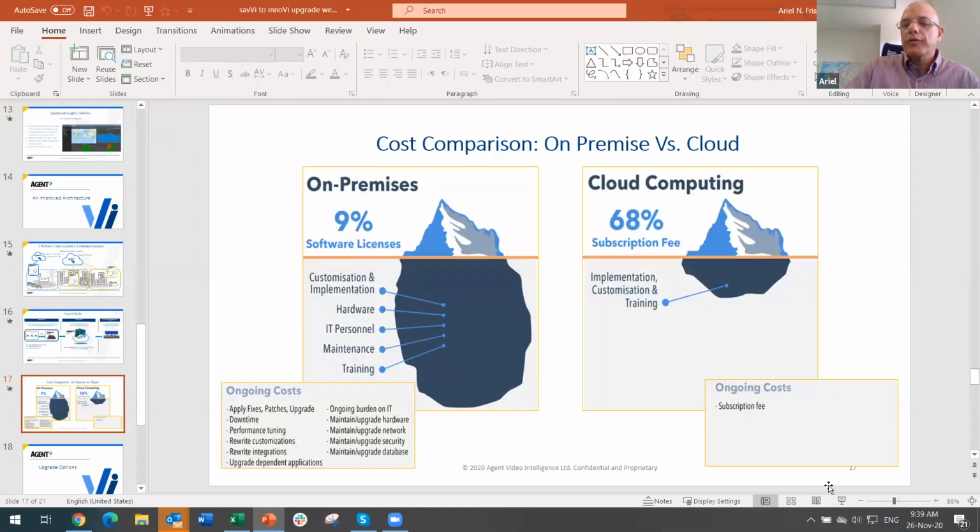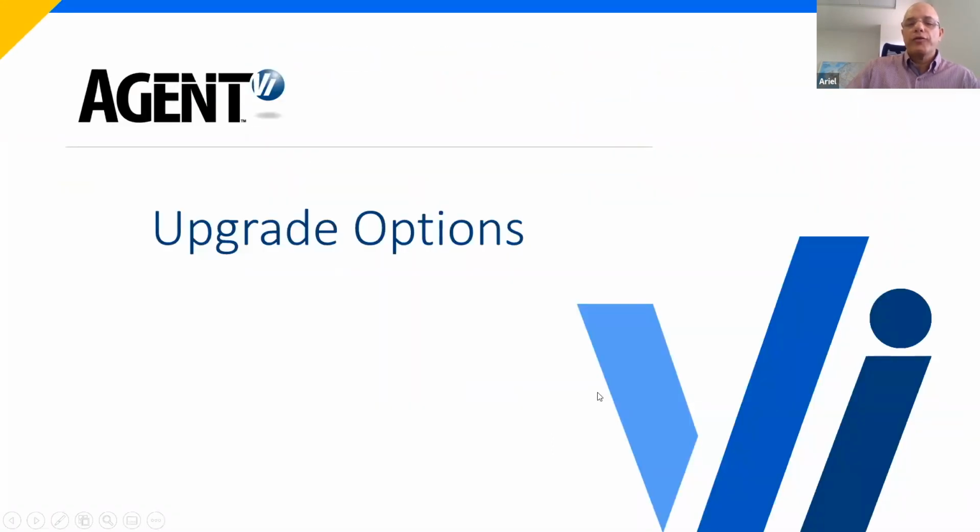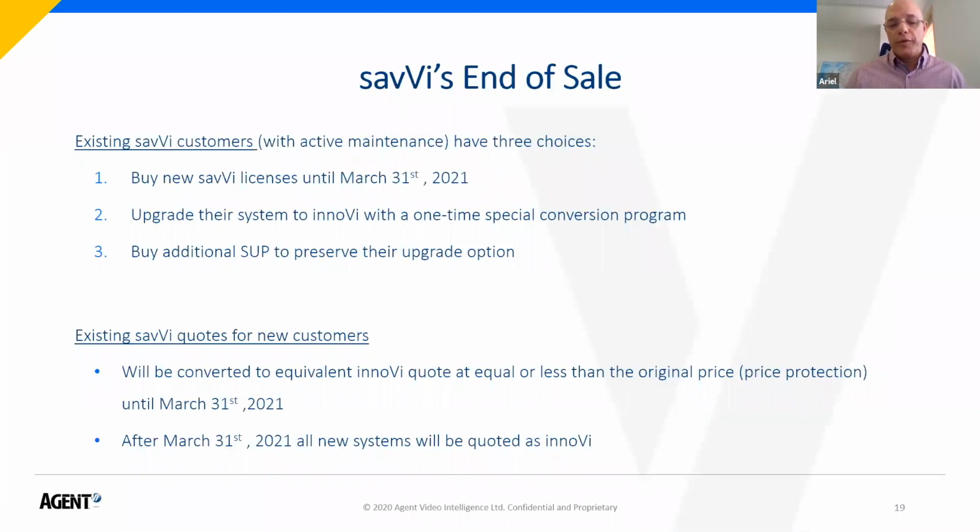Okay, I want to go back to the presentation to actually discuss, okay, what does it mean? What are the upgrade options from SAVI to innoVi that we have? As you've seen in our invitation, we have announced end of sale of SAVI starting March 31st, 2021. That means that for existing SAVI customers, there are three options for you.